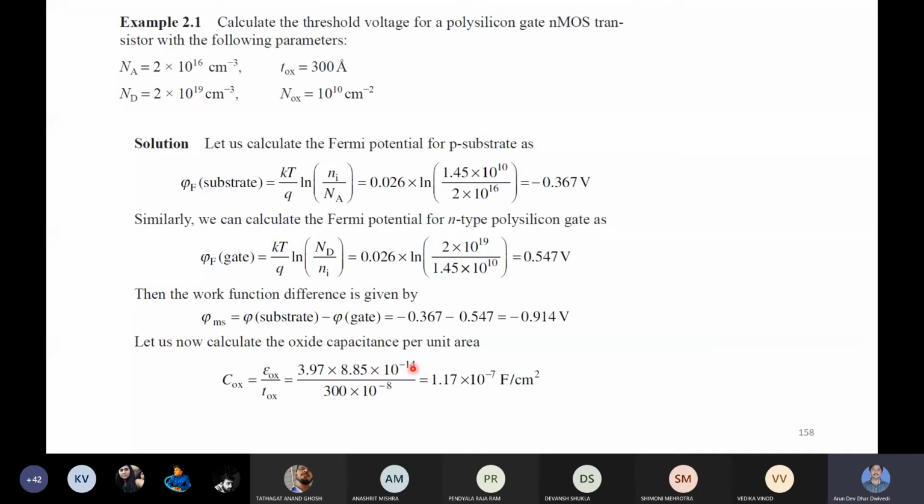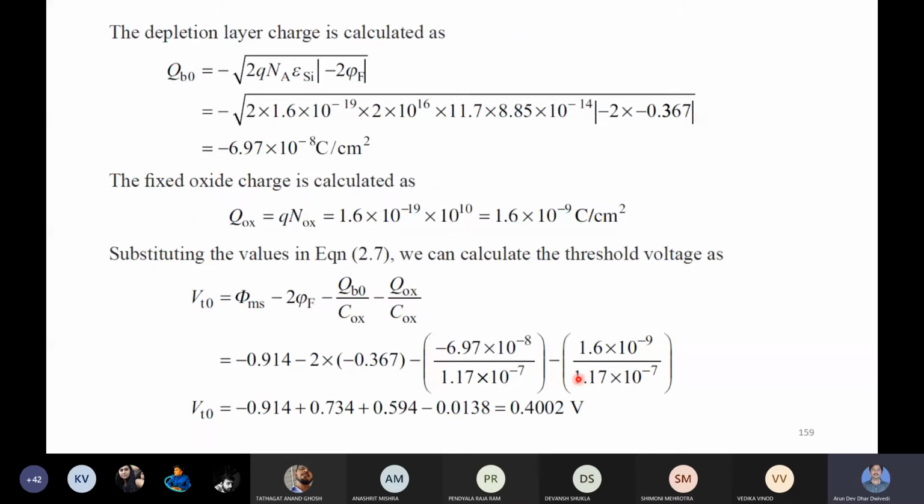Here also the same unit, since thickness is in centimeter, it comes as farad per centimeter square. The value is 1.17 into 10 power minus 7 farad per centimeter square. All these hand calculations you have to do by yourself. I am just illustrating the values by example.